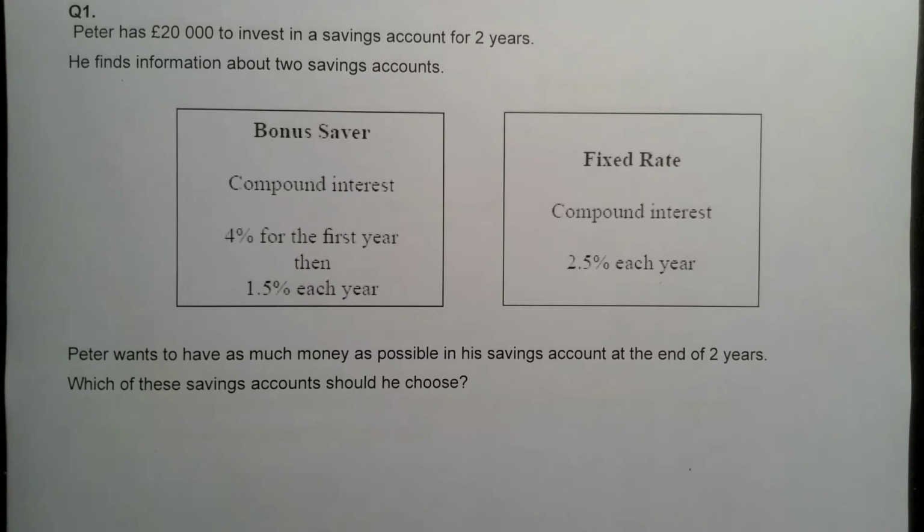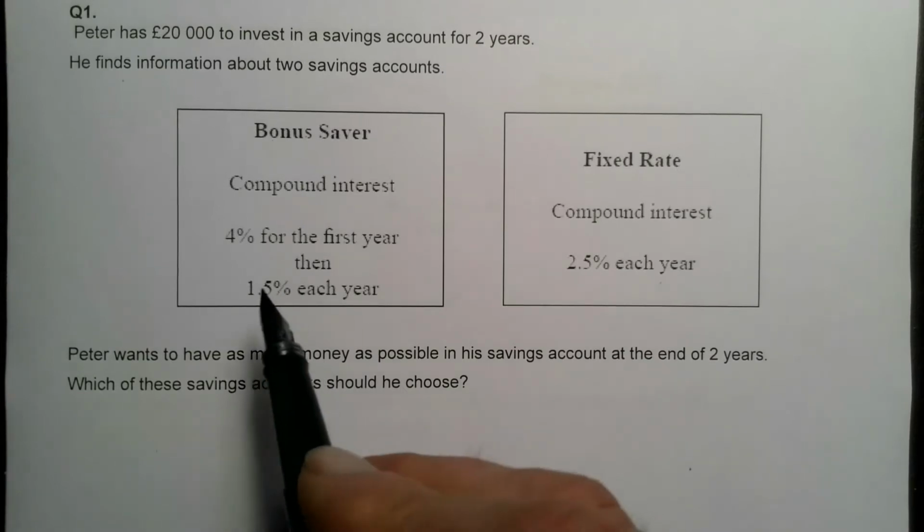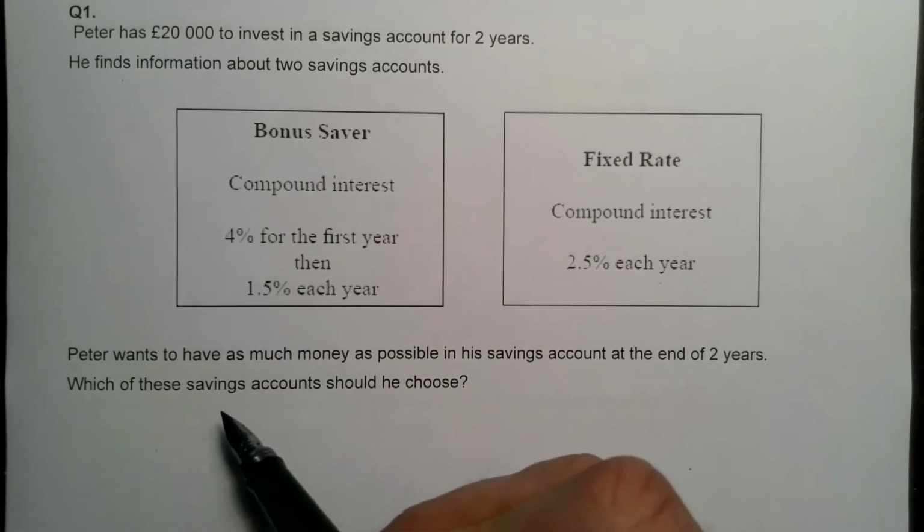So anyway, here's our first question. Peter's got £20,000 to invest. He's got two different accounts that he could choose from, and we've got to work out which one he should choose. So to do that, we need to work out how much he would get for each one.